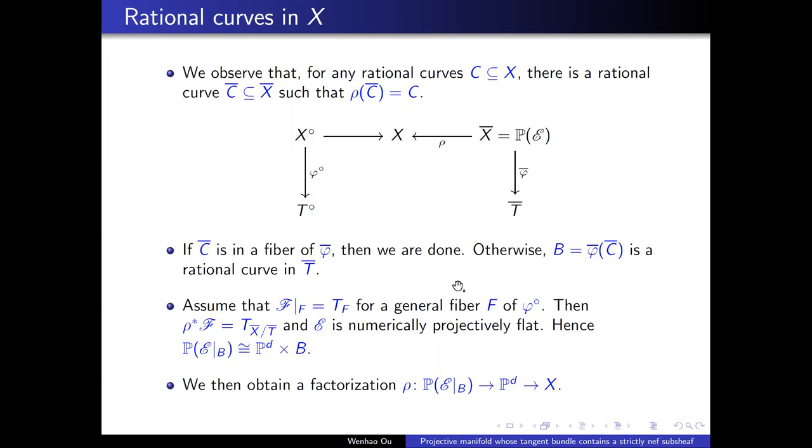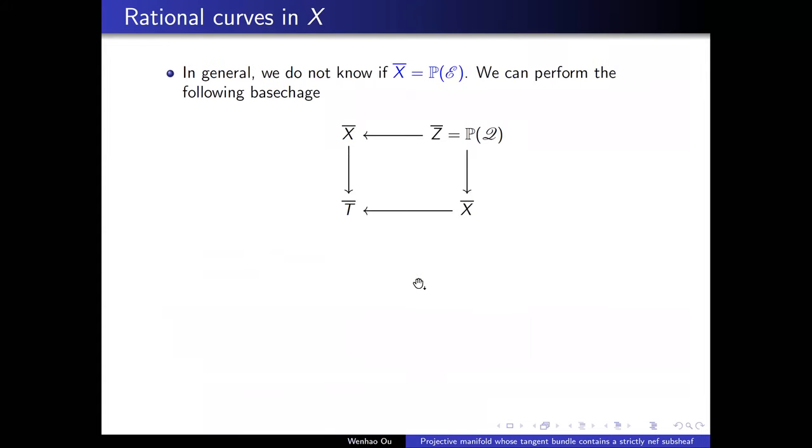In the second case, it's similar. In the O1 case, the idea is similar, as I mentioned many times. But here, I need to mention that in general, we do not know if this X bar is the projectivization of a vector bundle. So we can do the base change. So X bar to T bar is a projective bundle. Then if we do the base change, then this X bar is always a projectivized bundle of a vector bundle over T bar. This can be proved by using the theory of Brauer groups. It's a classic base change. So we can reduce to the previous case, but a little bit more work needs to be done. But essentially, the proof is the same. So this is how we treat the general case. We do this base change.